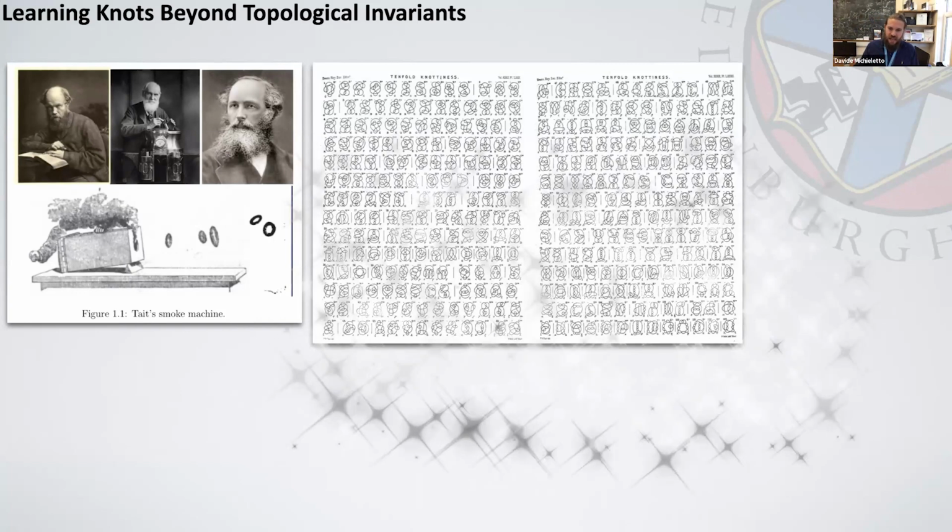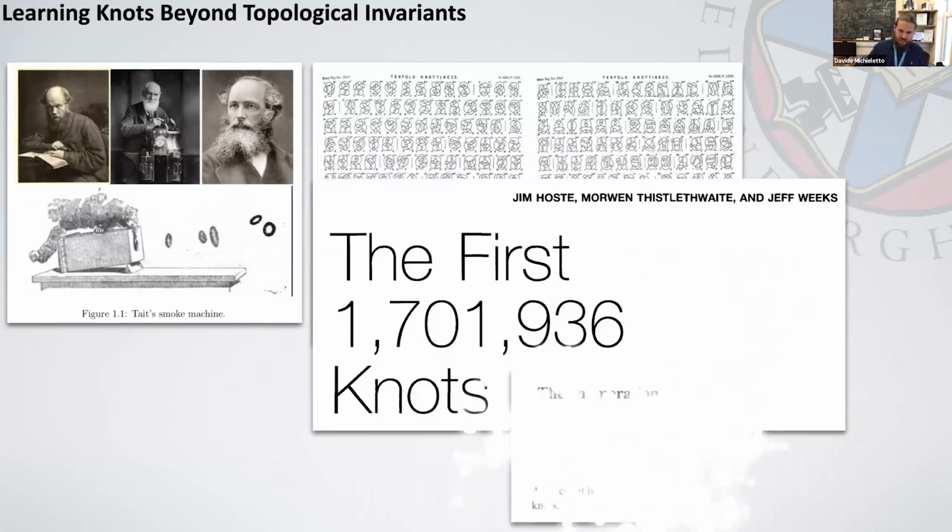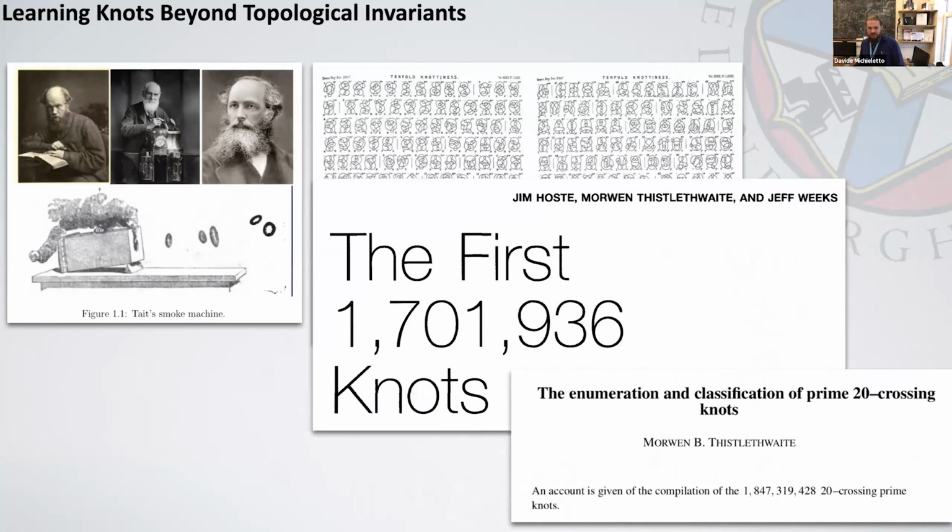But since then we have made a lot of progress. I think the last effort was using computers to come up with tables for 20-crossing knots, and there are more than 1 billion, I think, knots, something like this. And this was done in the order of hours or days by computers.